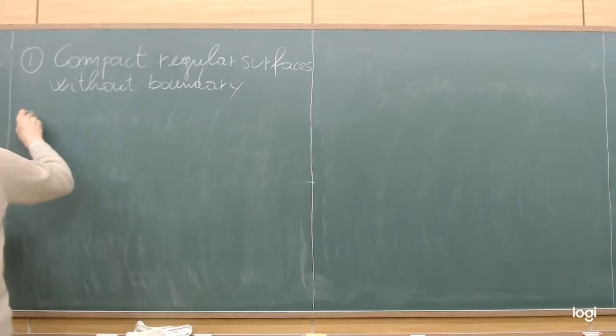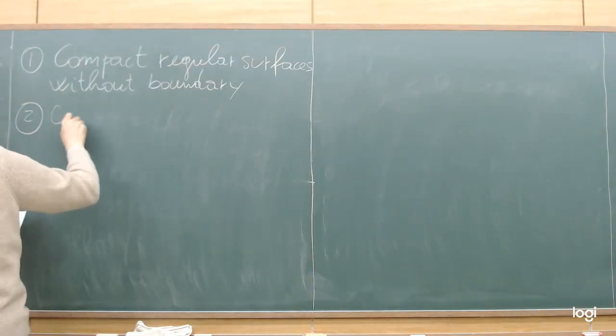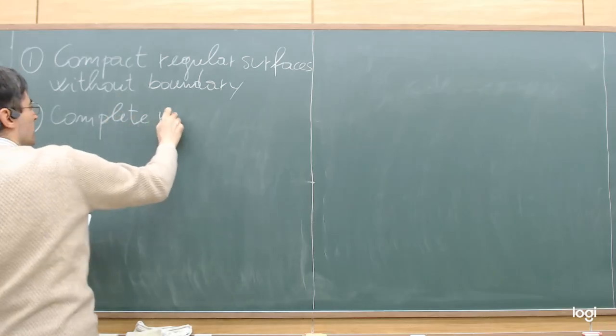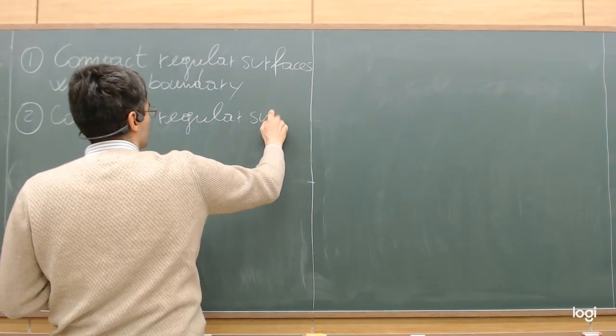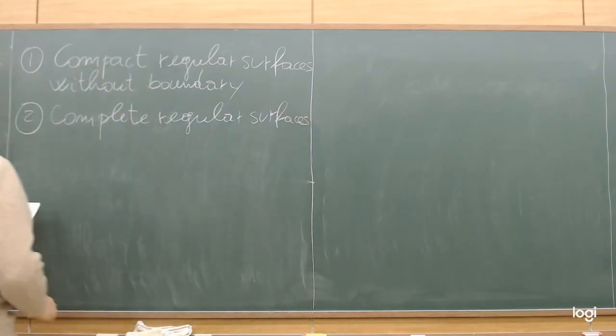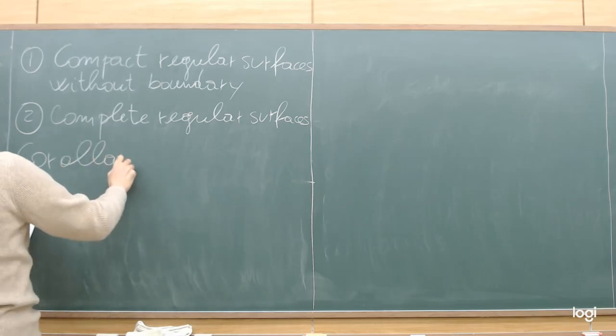And the second one is the family of complete regular surfaces. All the surfaces are supposed to be connected. The first result I will present is a corollary of the global Gauss-Bonnet theorem.